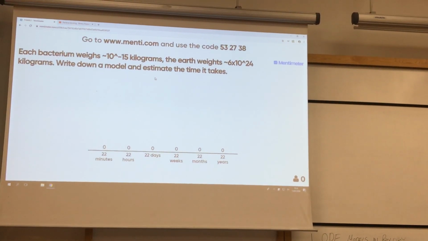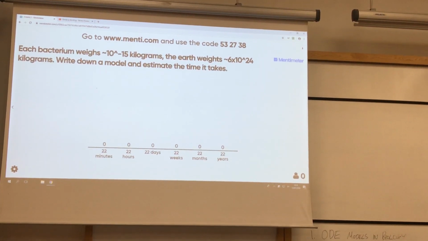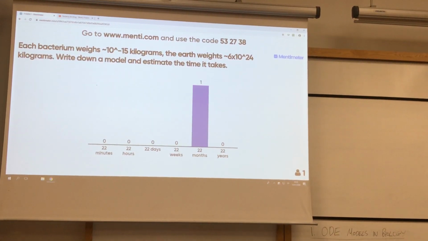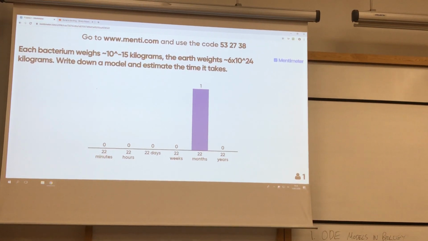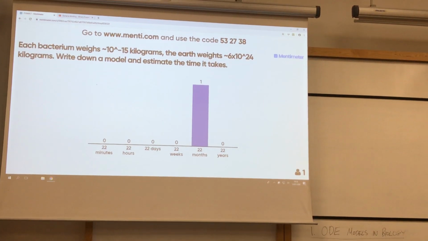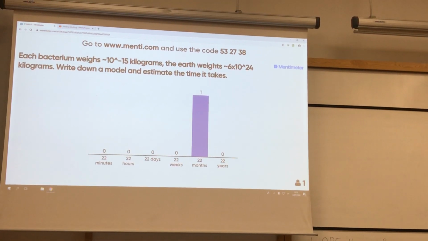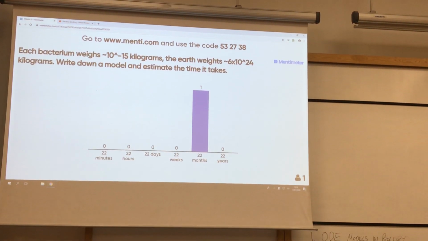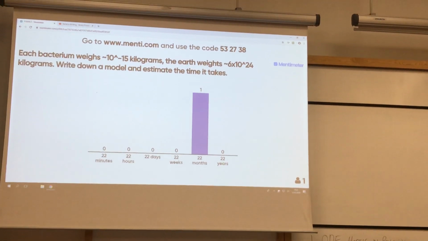Well, given that an E. coli bacterium weighs about 10 to the power minus 15 kilograms, really tiny. The Earth weighs about 10 to the 24 to 10 to the 25 kilograms. So there's effectively almost a 40 order of magnitude difference between those two. Given that, how long would it take? And if you really want, try and write down a quick model to estimate that.